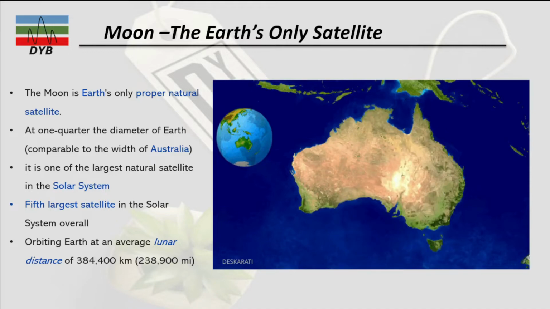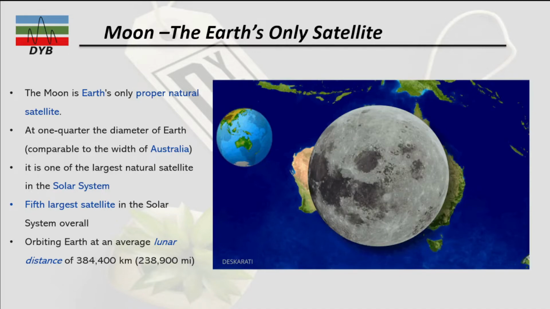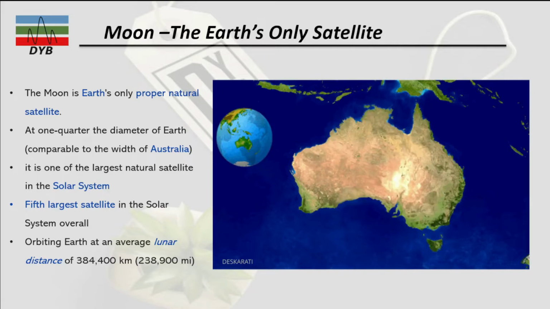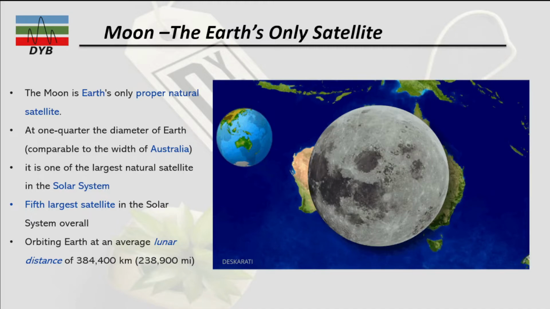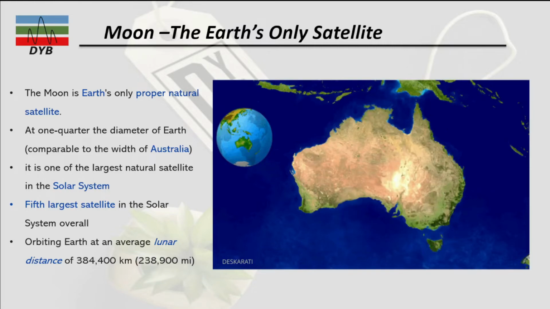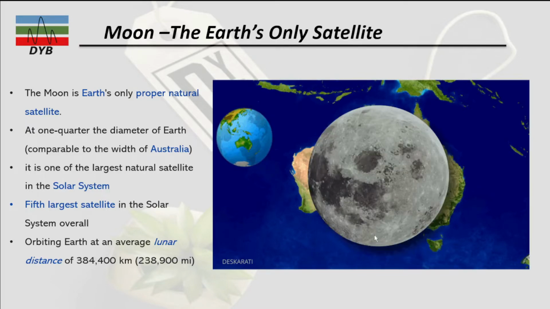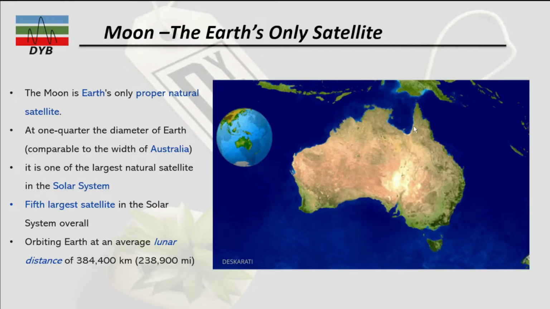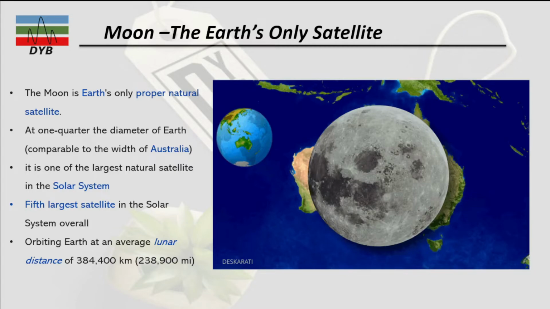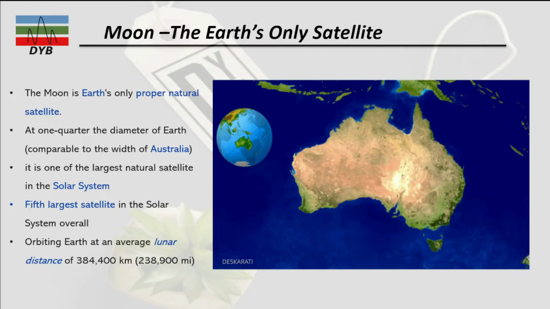So let's look at the size and some other interesting facts about the moon. As I mentioned, the moon is the Earth's only proper natural satellite, and it is one quarter of the diameter of the Earth. If we compare the size of the moon, it is almost equal to the Australian continent, and it is one of the largest natural satellites. It is the fifth largest satellite in the overall solar system.